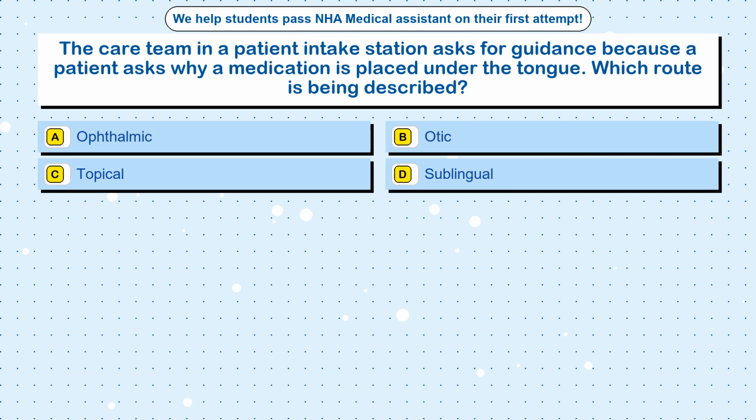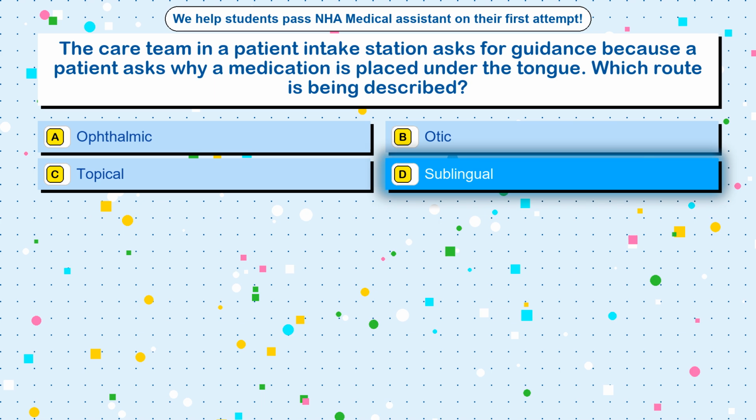Question 4. The care team in a patient intake station asks for guidance because a patient asks why a medication is placed under the tongue. Which route is being described? Option A. Ophthalmic. Option B. Otic. Option C. Topical. Option D. Sublingual. The correct answer is option D.